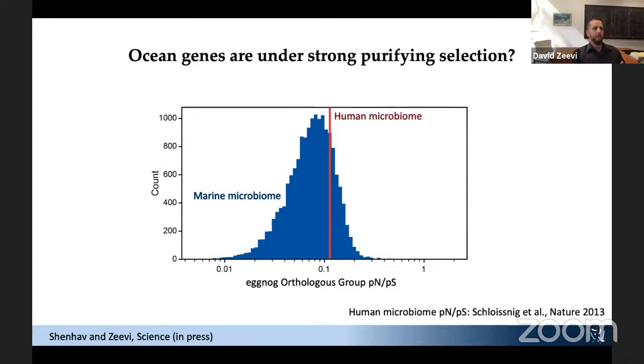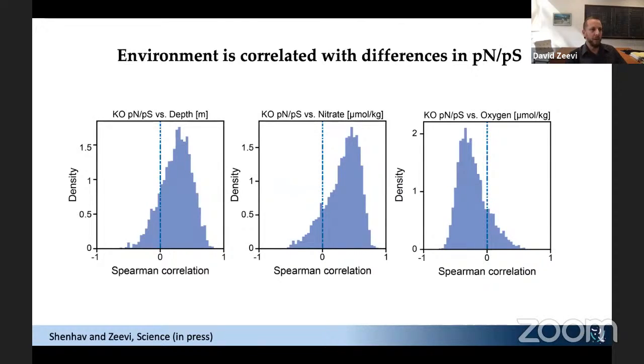So in order to understand what could lead to this type of selection, we looked at the immediate suspects, which are usually the environment these microbes are in. So we used environmental measurements that were taken alongside the microbiome samples. And what we found is that these PNPS ratios, this conservation metric, is highly associated or highly correlated with environmental measurements. So what we're seeing here is our histograms of correlations.